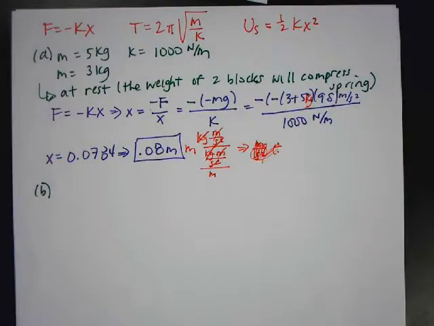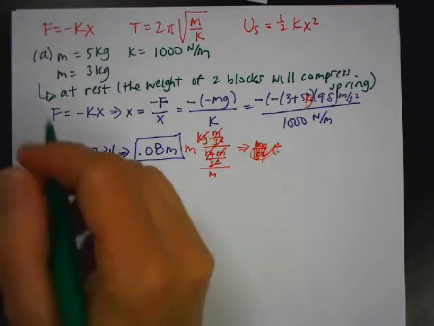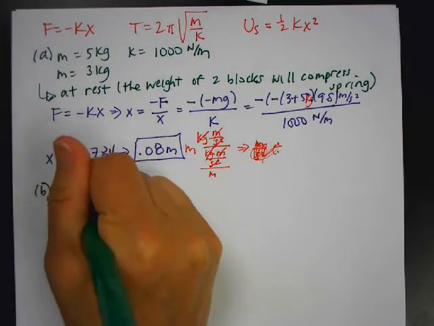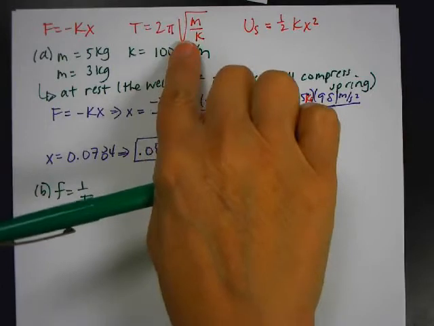All right, now let's look at part B. Part B says the blocks are now pushed down and released so they oscillate. Determine the frequency. So there's more than one way to do it. First, we know that frequency is 1 over the period. And right here, I put the period.